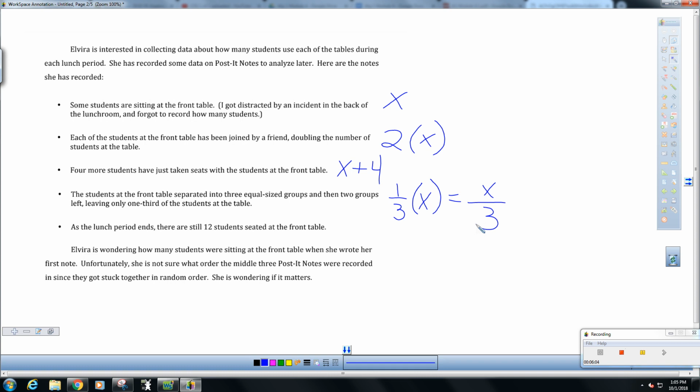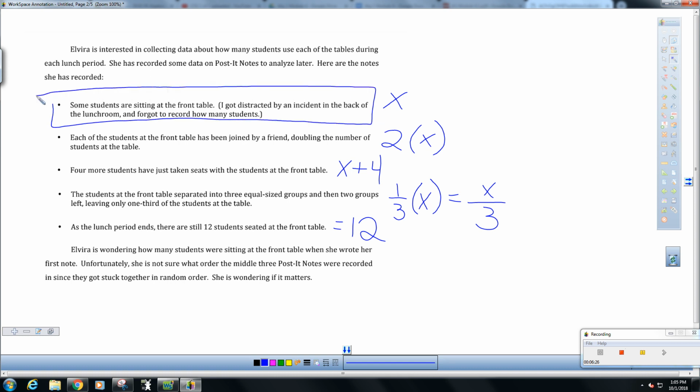And then, as the lunch period ends, there are still 12 students. Essentially what they're doing in this little activity, kids, young adults, is practicing taking English sentences, or actually English expressions, and turning them into mathematical expressions. These are not mathematical sentences yet until we get to the end, when we get to equals 12. Okay?